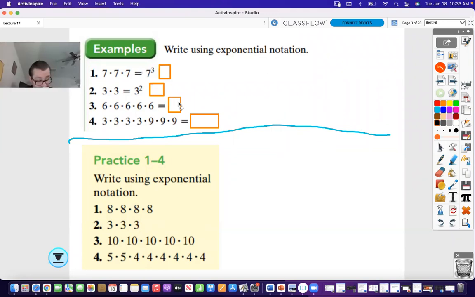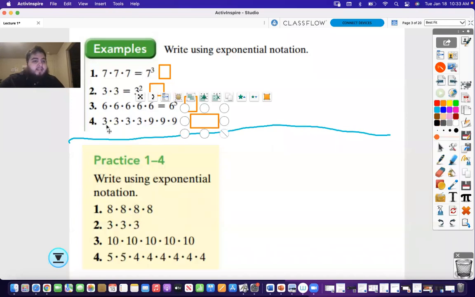One of the ones I got for example 3 was 6 to the power of 5. Yep, 6 to the 5th power, or 6 to the power of 5. That is correct. Now, example 4 gets a bit trickier because there we have how many different bases? We have 2 different bases, class. We have base 3 and base 9. So what would be the 2 exponents? How would you write it? 3 what? 9 what?